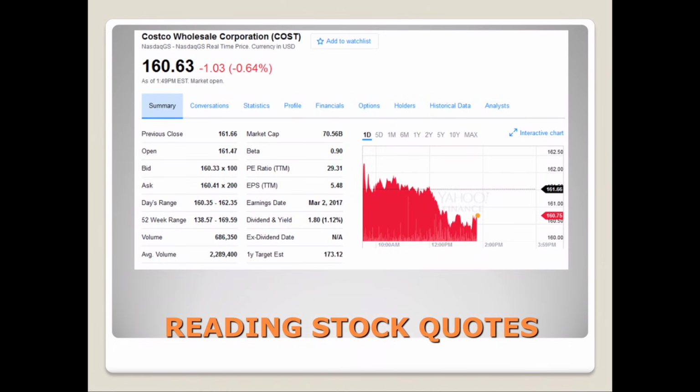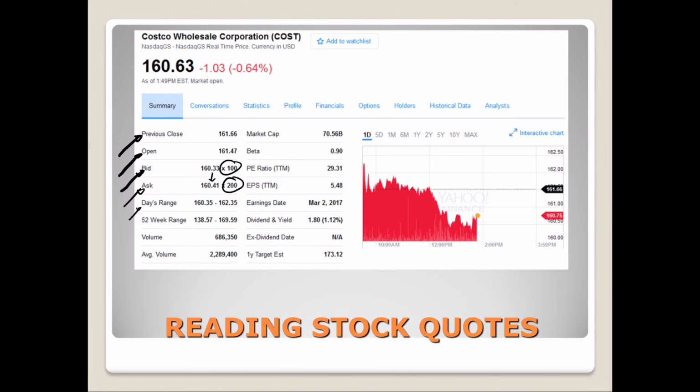Last up, just reading stock quotes. We can see a lot of different information here. You can see that we are looking at Costco here. Their current price is $160.63. You can see that they closed at $160.166. This is what they opened today. This is what a dealer is willing to pay. This is what they're willing to sell. Notice that they're selling at a little bit higher of a price, and so they make their difference on that spread. And these are the blocks at which they're willing to pay, or that they're willing to pay $160.33 for 100 shares, and they're willing to sell at $160.41 for 200 shares.